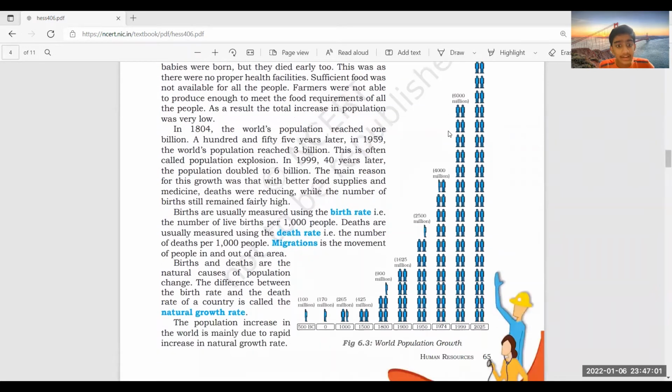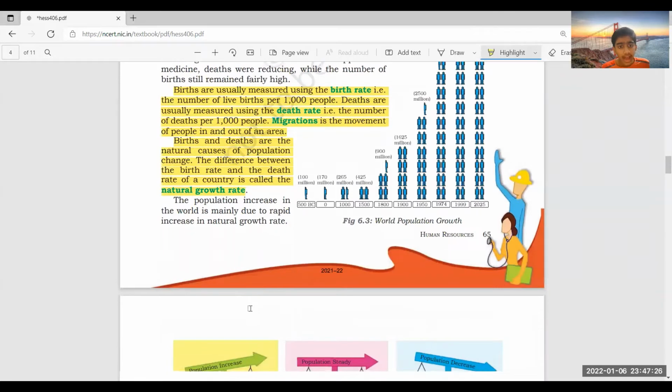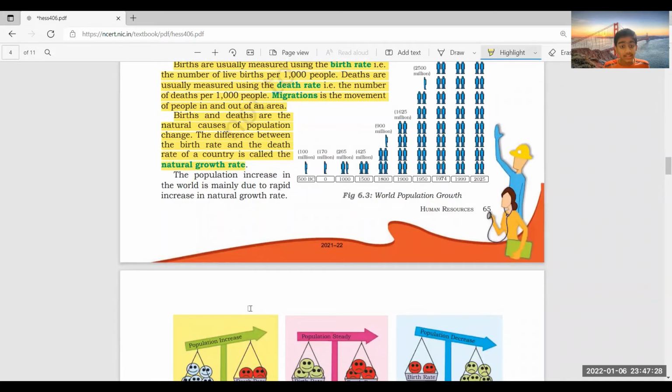Now, births and deaths are natural causes of population change. The difference between the birth rate and the death rate of a country is called the natural growth rate. These are very, very important terms. They are 100% contenders as objective questions: define birth rate, define death rate, define migration, define natural growth rate. Okay, and the population increases in the world mainly due to rapid increase in natural growth rate. Natural growth rate means the difference between birth rate and death rate of a country, right?